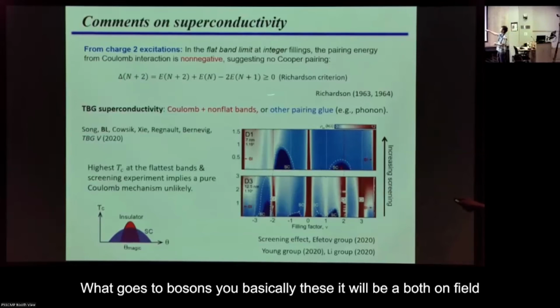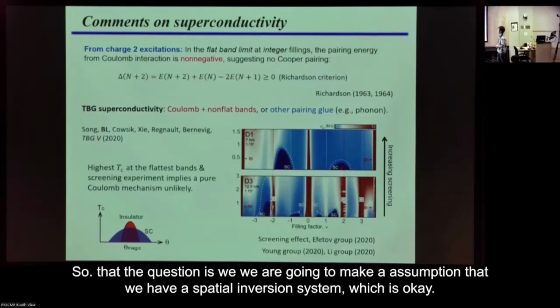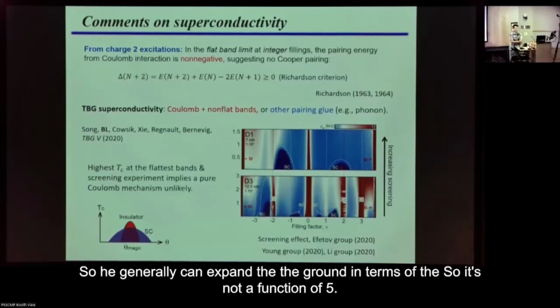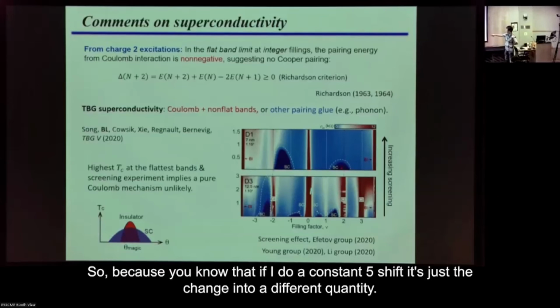Okay. Of course, we are limited because we only consider one kind of charge 2 excitations, but this is pretty much the picture. So that tells you either you need non-flat bands to get superconductivity, or you need some other pairing glue, which could be phonons. But here, yeah, let me. So first, experimentally, people add screenings. Of course, they do see superconductivity at integer fillings. So it is available at integer fillings.